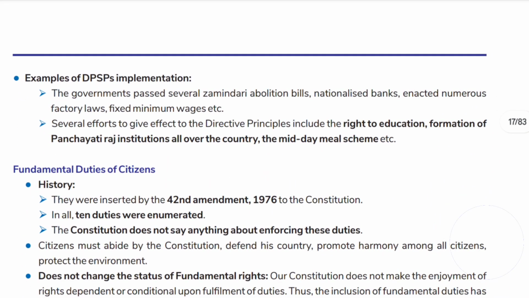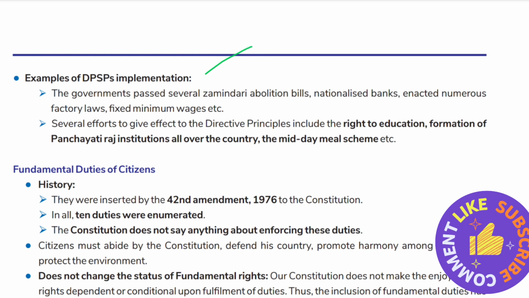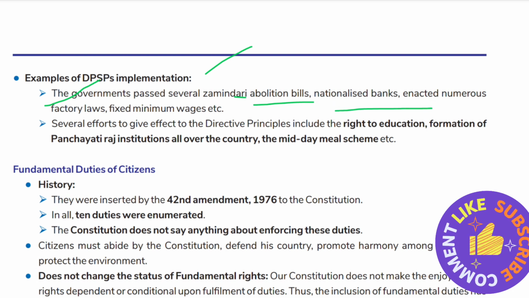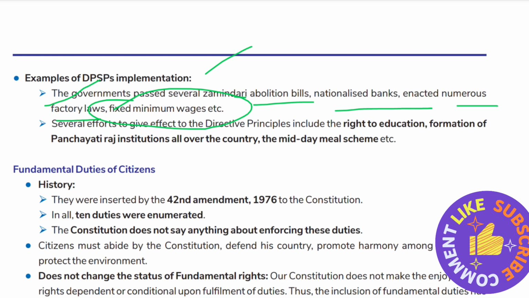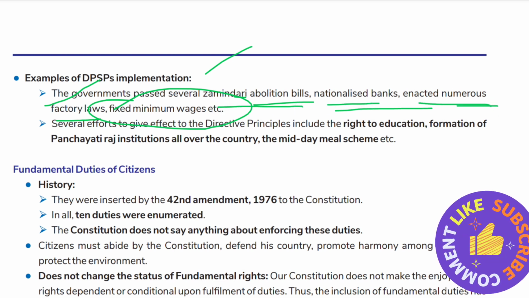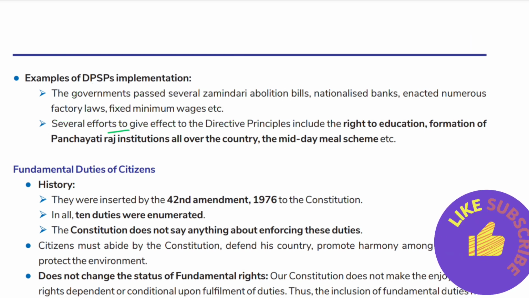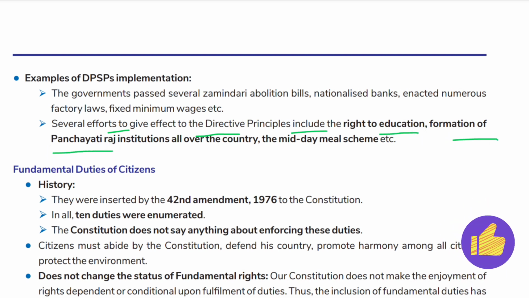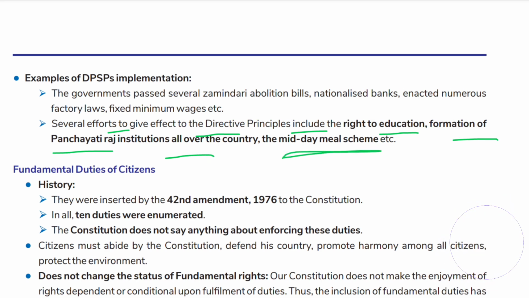So here are some examples of Directive Principles of State Policy implementation. First, the government passed several Zamindari abolition bills, nationalized banks, enacted numerous factory laws, and fixed minimum wages. Several efforts to give effect to the directive principles include the Right to Education, formation of Panchayati Raj institutions all over the country, and the Mid-Day Meal Scheme.